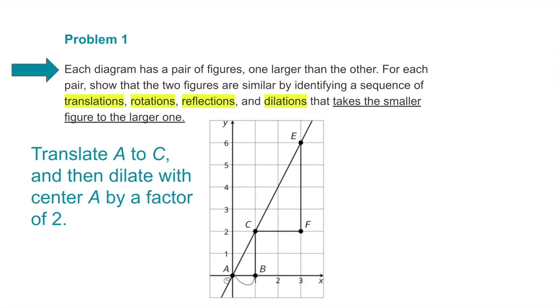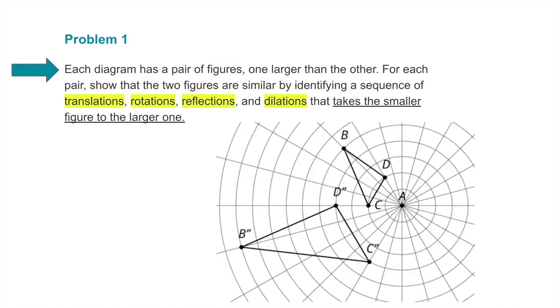From A to B, it's 1 unit. From C to F, it's 2 units. That's a scale factor of 2. From point B to point C, it's 2 units. And from point F to point E, it's 4 units. That's a scale factor of 2.